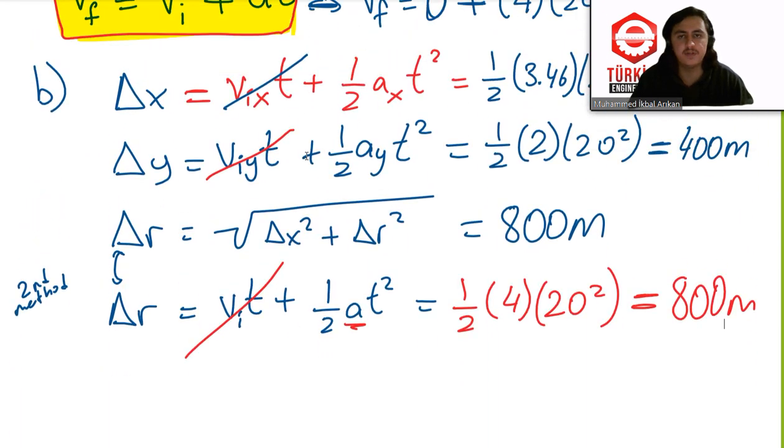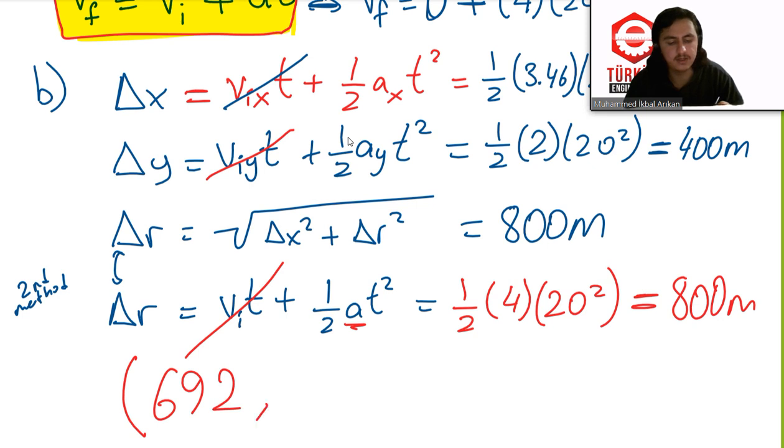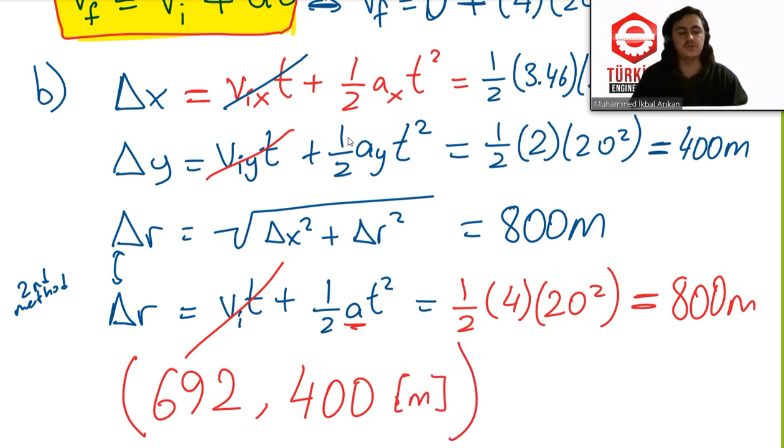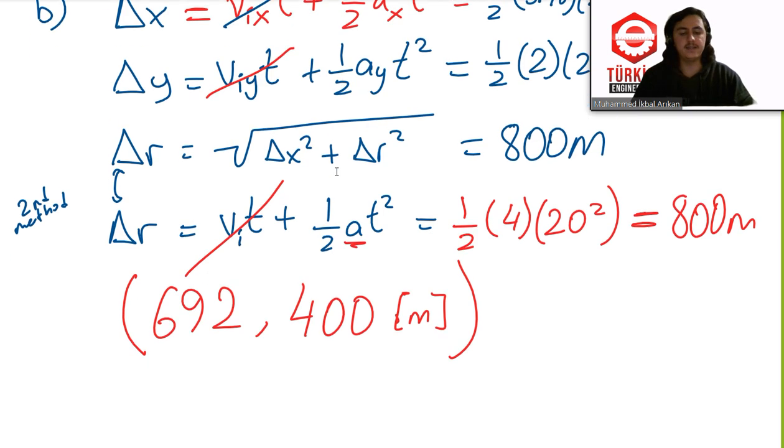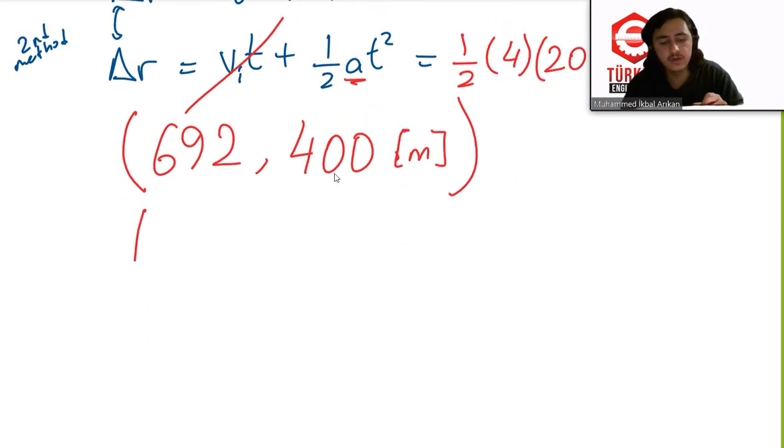So position will be just like a vector. You can put parentheses. So in x, I'm at position 692, and in y, I'm at 400 meters. Okay, and our unit is meter. So this is my solution. And this is for x and y, okay, x and y axis.